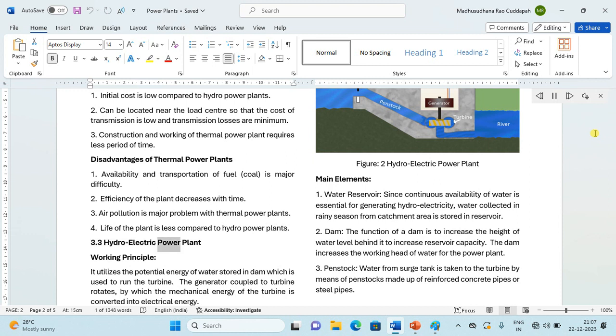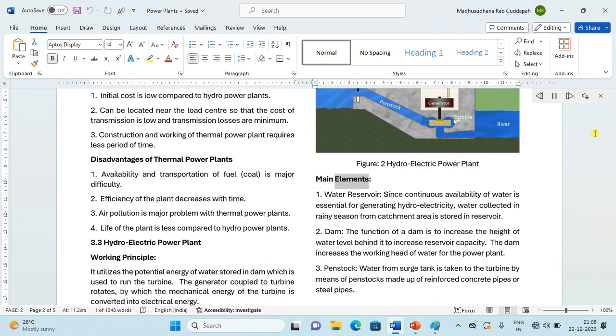3.3 Hydroelectric power plant. Working principle: It utilizes the potential energy of water stored in a dam, which is used to run the turbine. The generator coupled to the turbine rotates, by which the mechanical energy of the turbine is converted into electrical energy. Figure 2: Hydroelectric power plant.